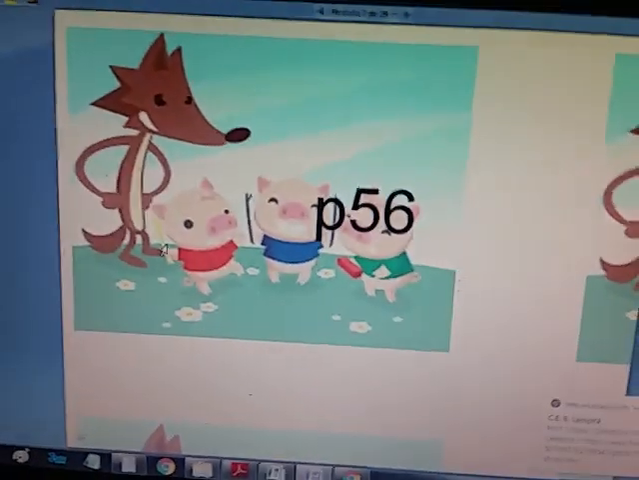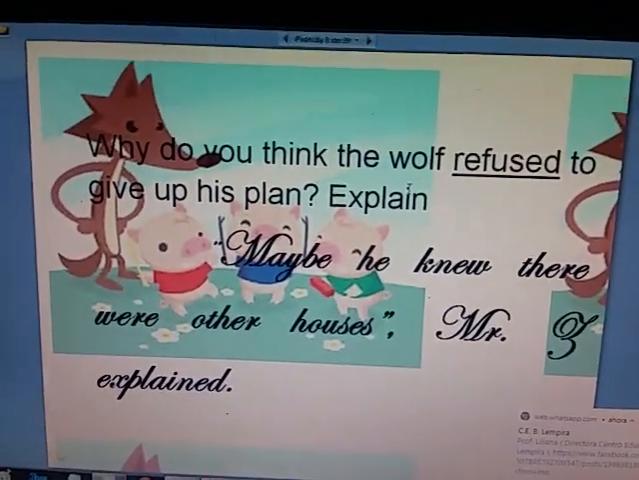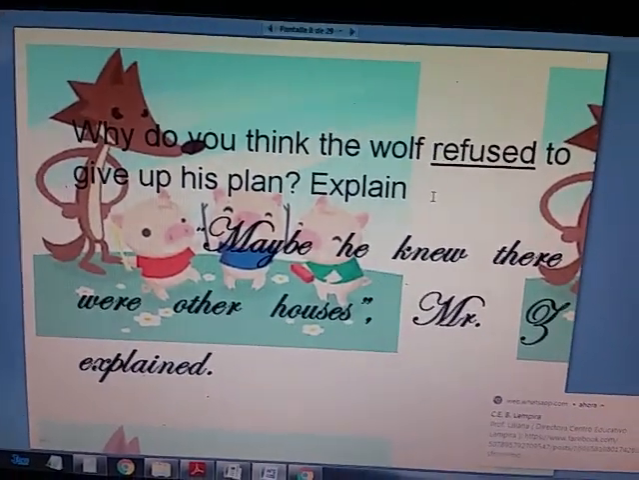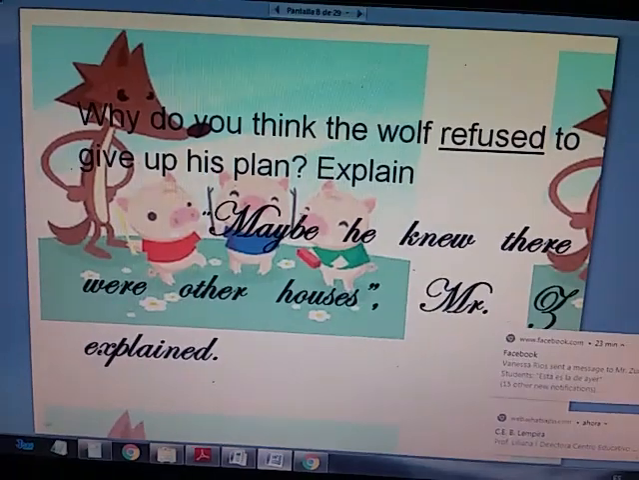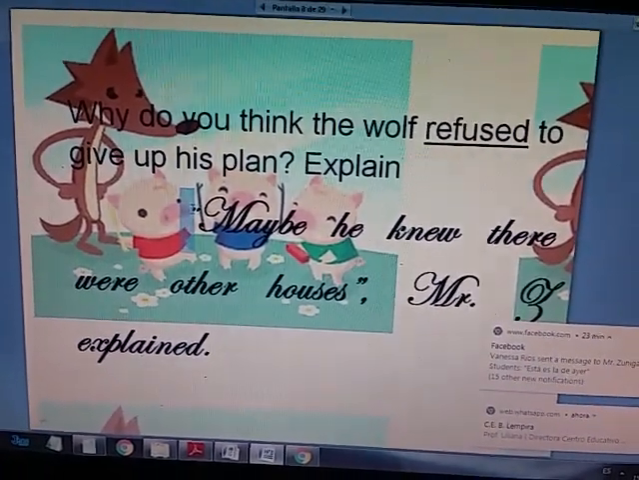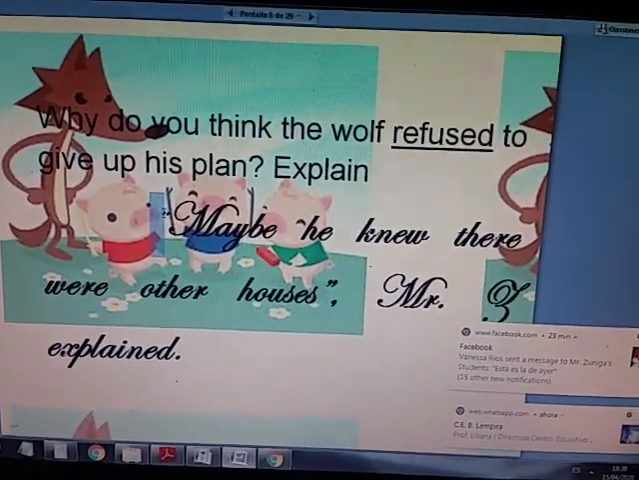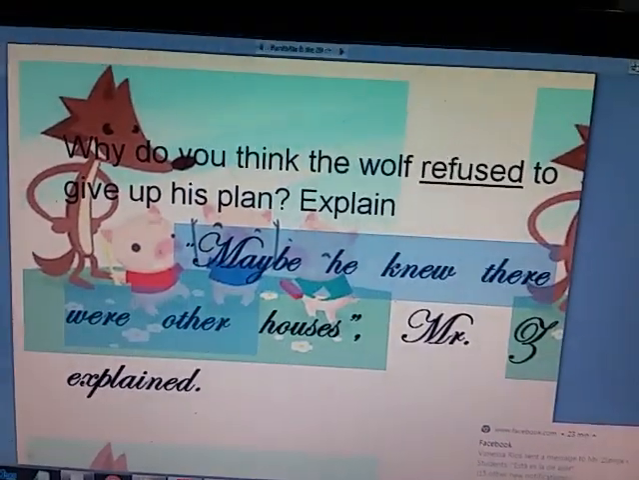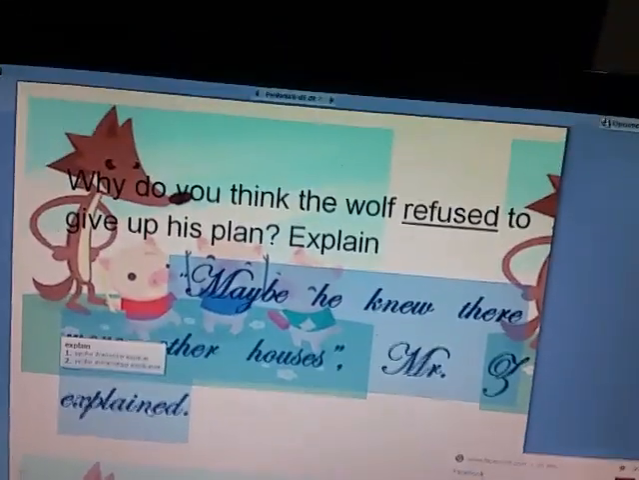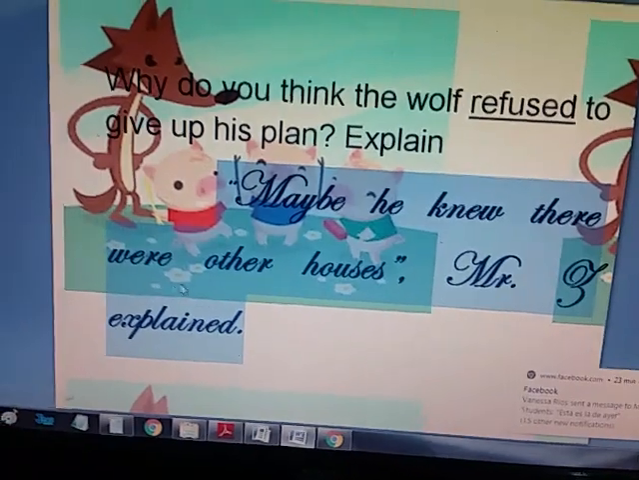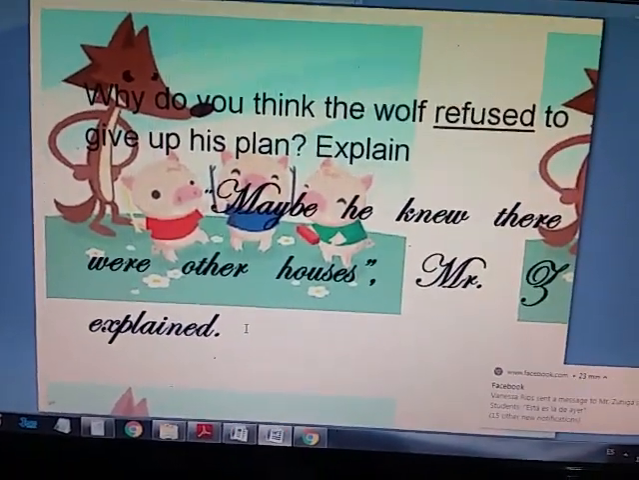So, question. Why do you think the wolf refused to give up his plan? Explain. And here is my answer. Maybe he knew there were other houses. Mr. Z explained. Again, you are welcome to come up with your own answer. But if you copy my answer, then give me credit and use quotation marks to tell the reader.